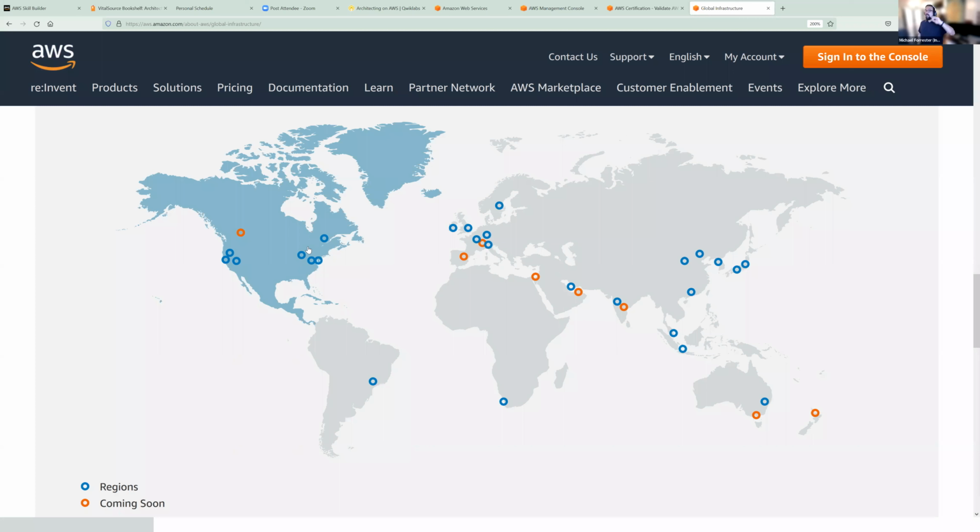By the way, the global level also includes the edge level. So that includes all the little edge servers that are sitting all over the world, if you haven't seen those. But don't worry, we'll talk about those in just a second.